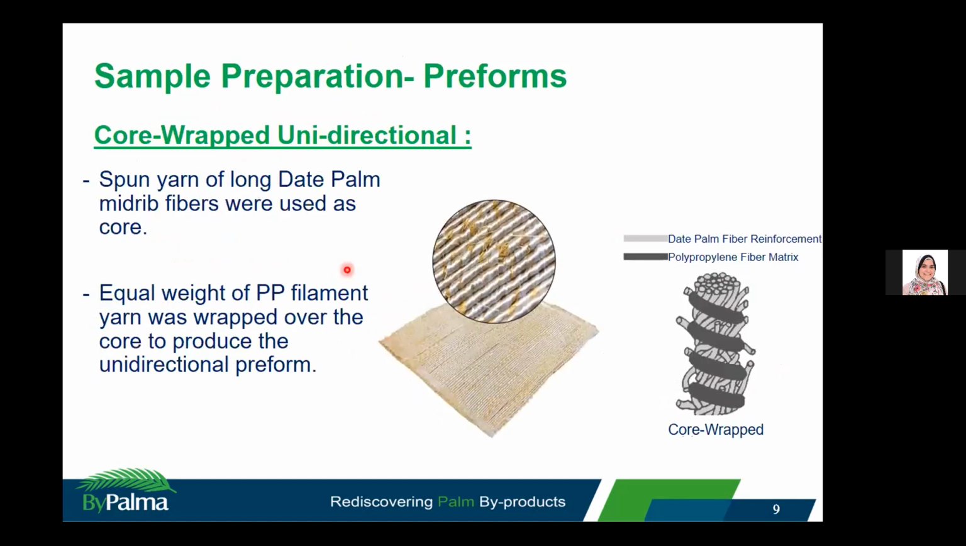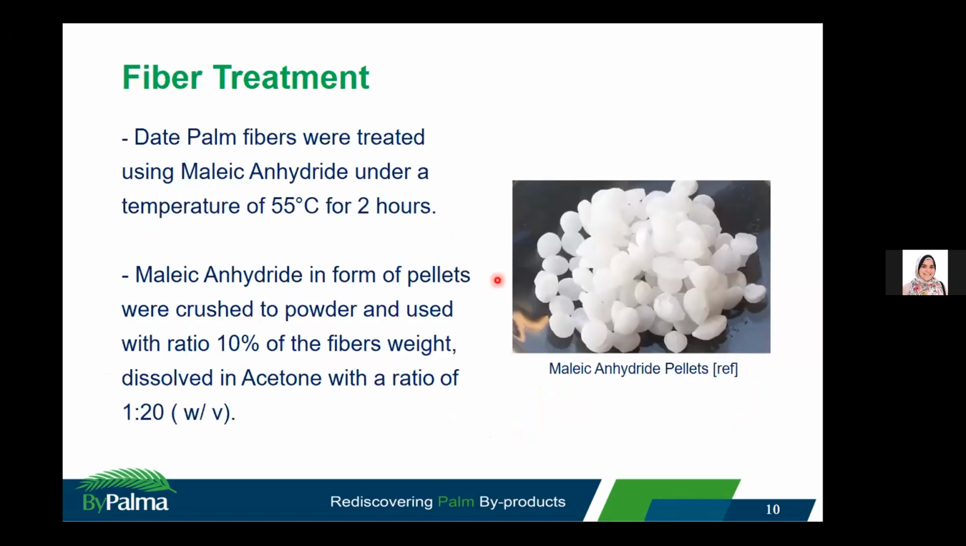The third architecture was the core wrapped unidirectional. We started with a spun yarn of long date palm fiber midribs that was used as a core. This core, as we can see here in this schematic, was then wrapped by an equal weight of polypropylene filament yarn to form the core wrapped spun yarn. This core wrapped spun yarn was made again into a unidirectional preform, as we can see.